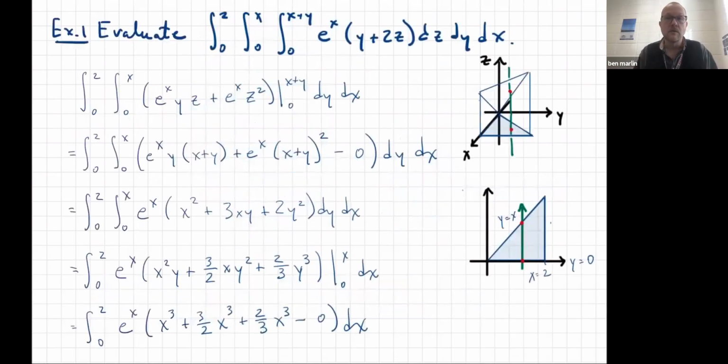All right, so looking at examples here. So this example just says evaluate, nothing else. And you could totally do that without drawing the picture. But I always try to advocate people looking at pictures here. So I tried to draw what we've got. And this looks like, since it's dz on the inside, the bottom has to be z equals 0, the xy plane, and the top has to be z equals x plus y.